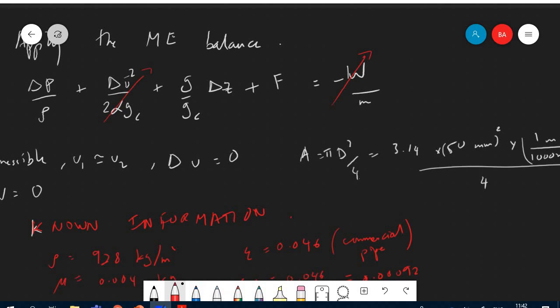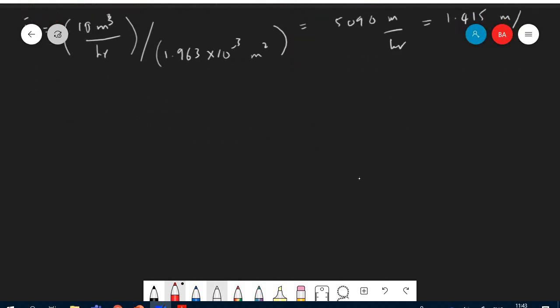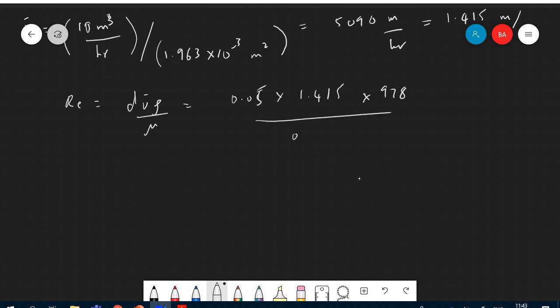I need U for the Reynolds number because I need to get the F later, right? So this is what I need to do. As I got U, I directly can calculate now my rho dV over mu. And if I do this, this is like 0.05 into 1.415 into 928 over 0.04, that is equal to 1.641 into 10 to the power 4. Okay, so that's the Reynolds number.